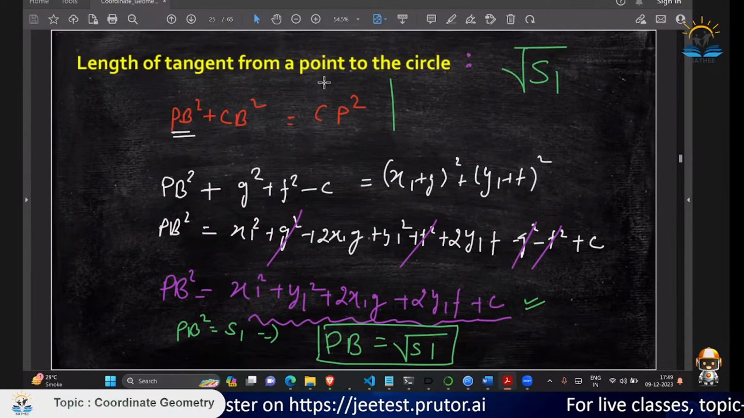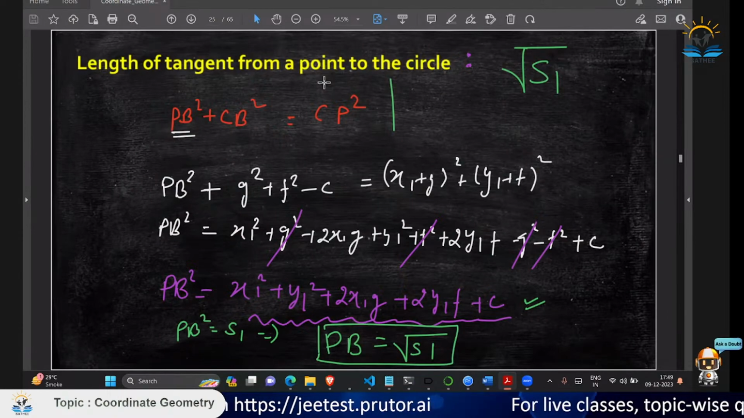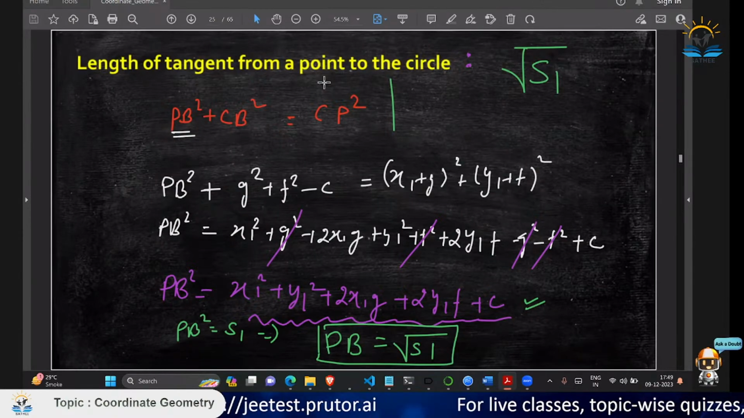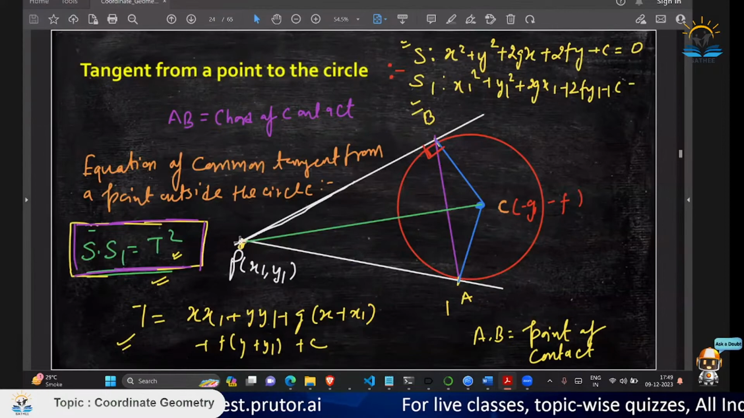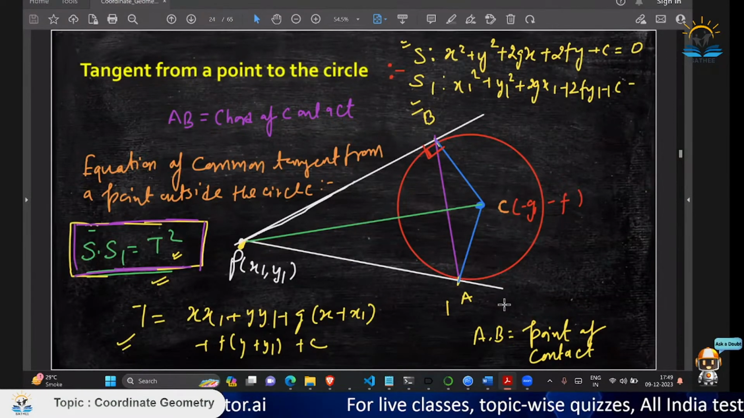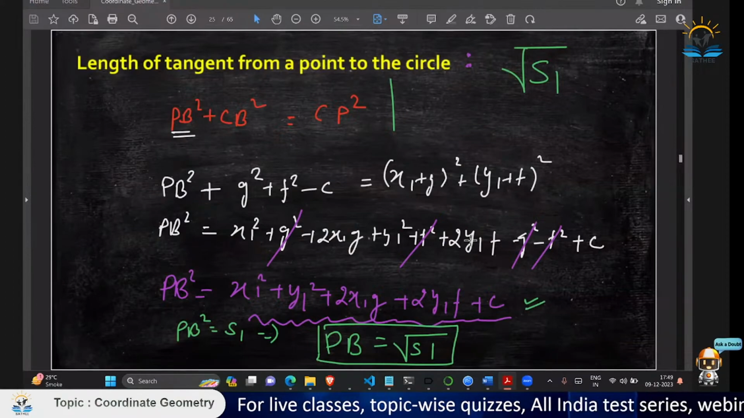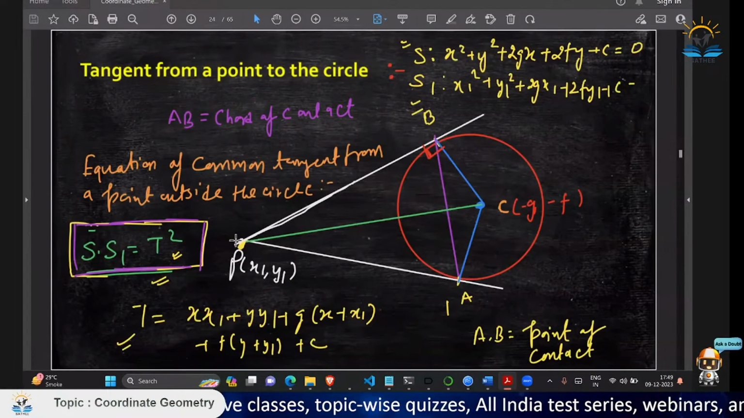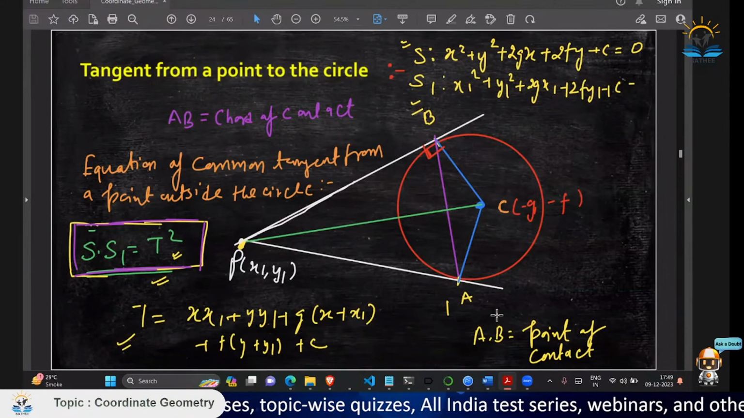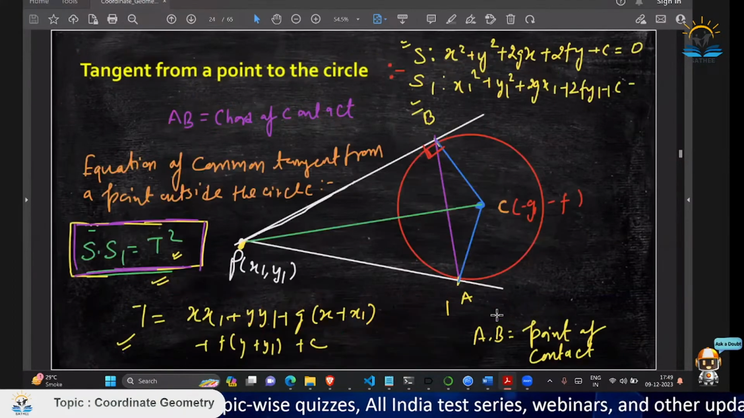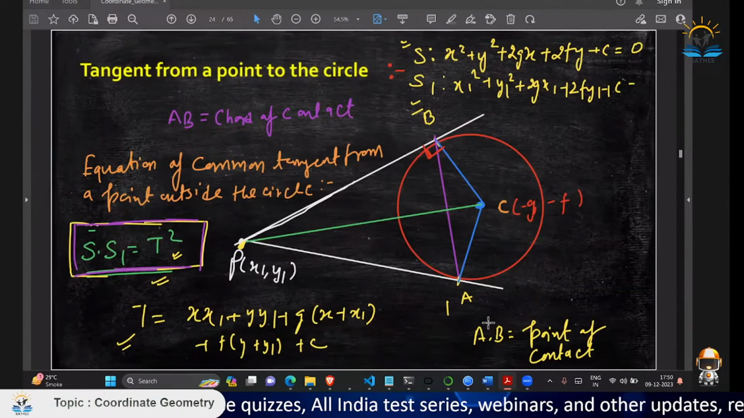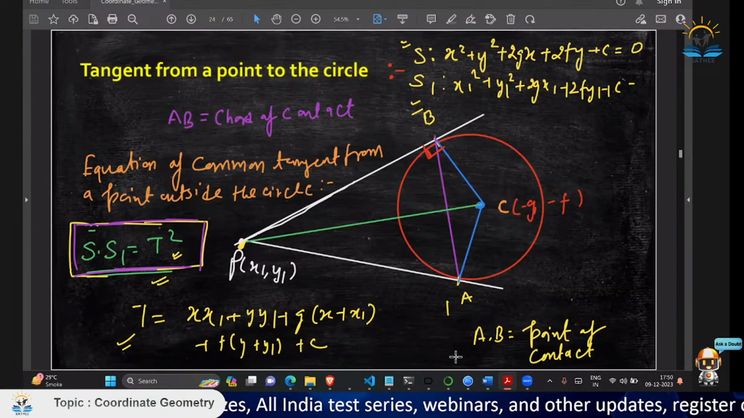Length of a tangent from a point to the circle. So this point, we are throwing two tangents. We are asked the length of the tangent. So we all know these two tangents will be equal in length. So if you find the length of one tangent, it's fine for us.